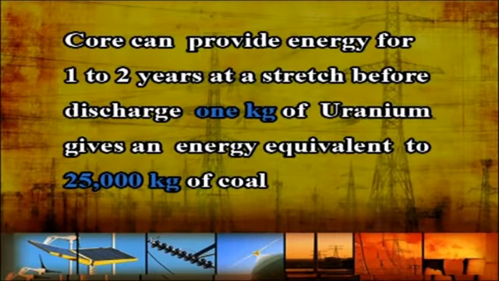The disposal of nuclear waste, some radioactive liquids and gases, will affect the environment severely. Sources are available in the form of fuel bundles which, once loaded into the reactor core, can provide energy for 1 to 2 years at a stretch before discharge. 1 kg of uranium gives an energy equivalent to 25,000 kg of coal.